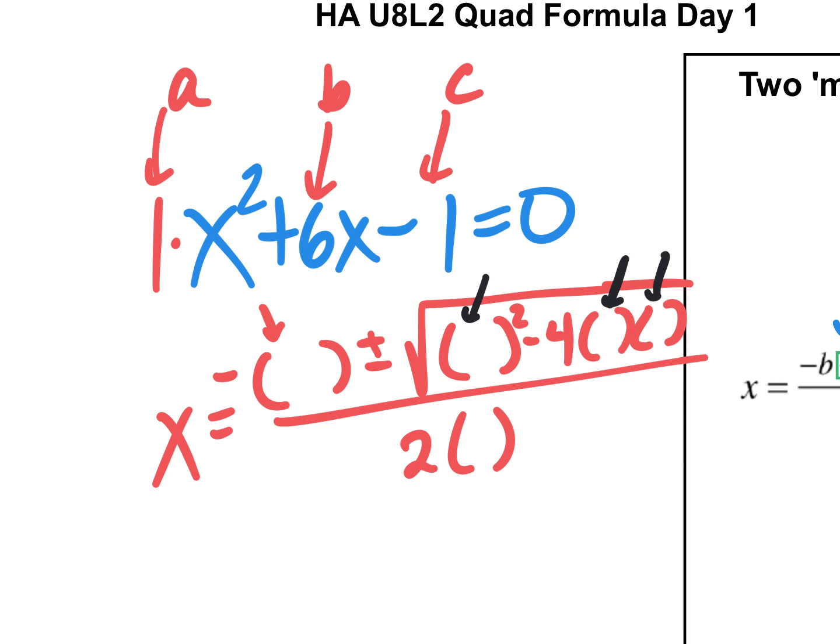Happens all the time. People would skip the parentheses and then get it wrong. Okay, so let's stick in the right things. What's this supposed to be? Negative b. So it's negative 6. See, there's a negative here.